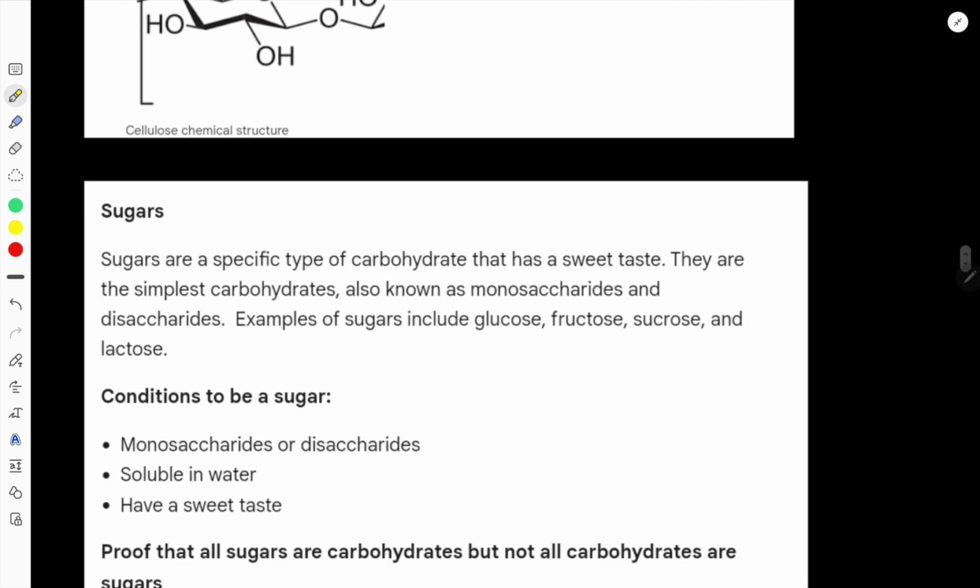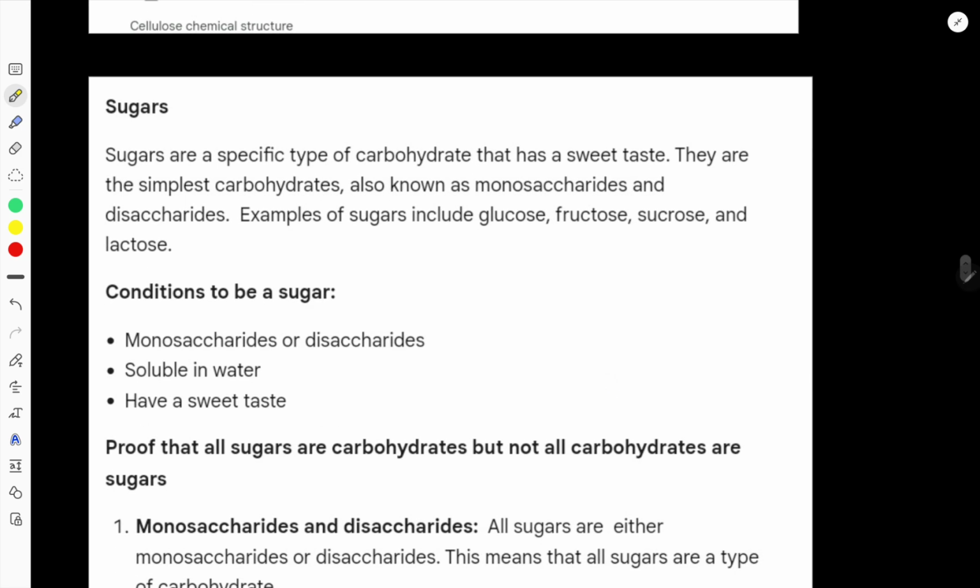Okay. Now, can you define sugar? Sugars are a type of carbohydrate that has a sweet taste and can easily dissolve in water. They are the simplest carbohydrates, also known as monosaccharides and disaccharides. So all disaccharides and monosaccharides are sugars because they have a sweet taste and dissolve in water. Examples of sugar include glucose, fructose, sucrose, lactose. The condition to be a sugar: it must be a monosaccharide or disaccharide, soluble in water, and have a sweet taste.